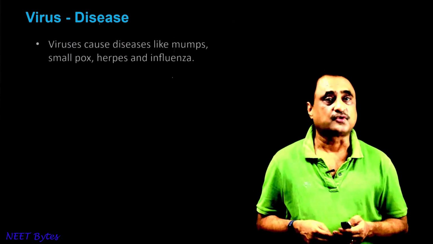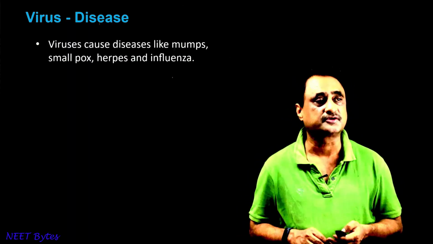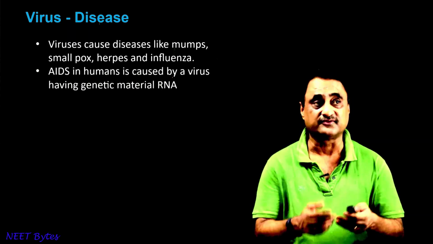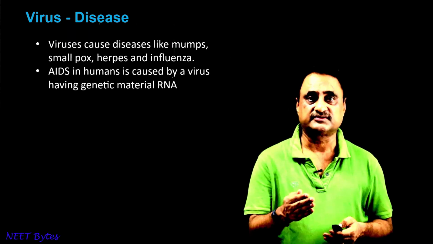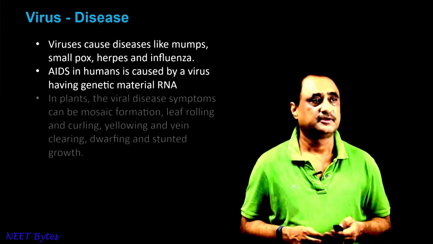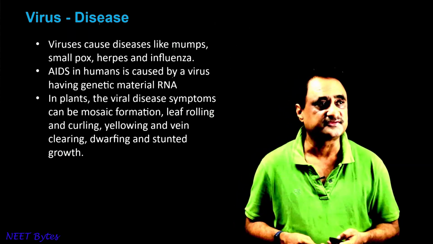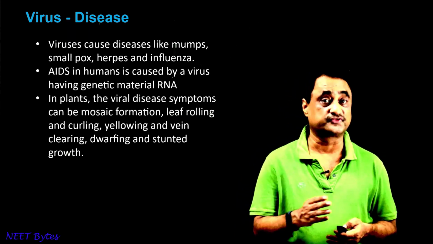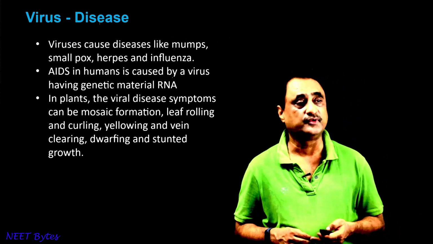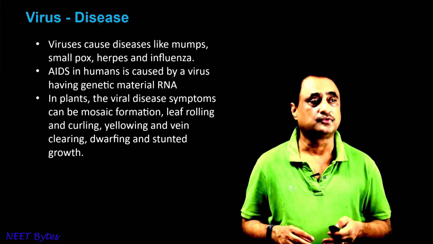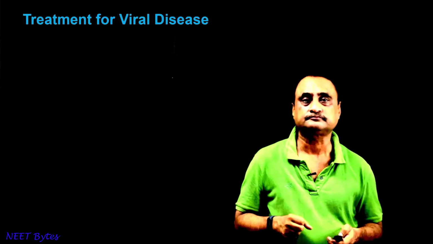Now we know very well viruses cause diseases. Viral diseases could be mumps, smallpox, herpes, influenza. So these are the viral diseases. One of the very common is AIDS. AIDS is actually caused by a virus, right? And in plants, again, there can be a large number of viral diseases, right? The symptoms could be mosaic as we observed in case of tobacco, right? Then we have yellowing of vein, right? Dwarfing, stunted growth. All these things occur due to virus.